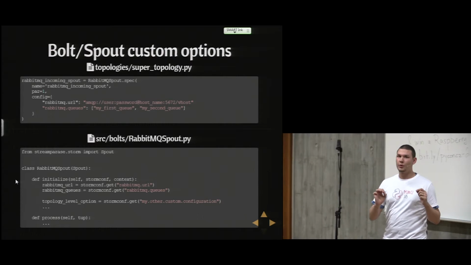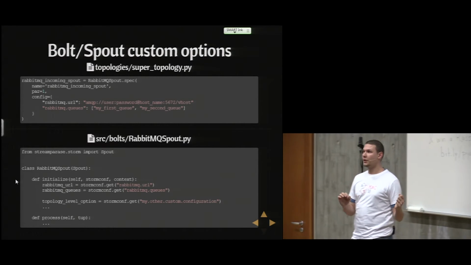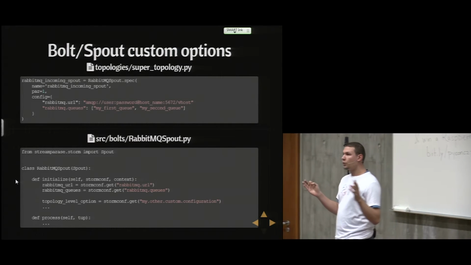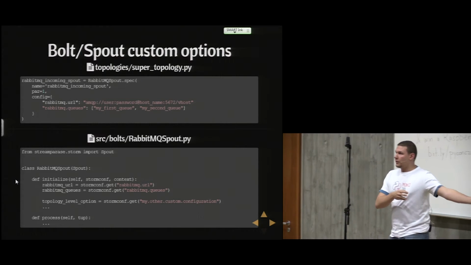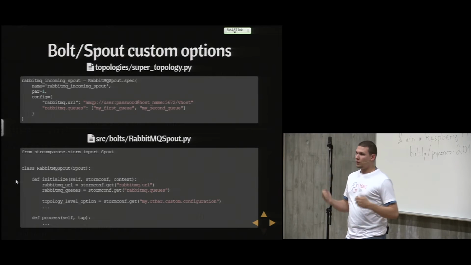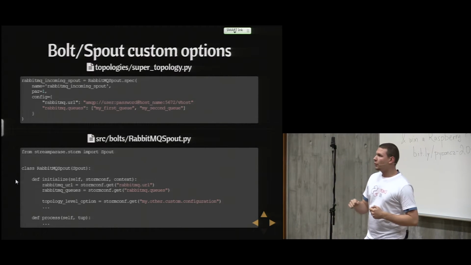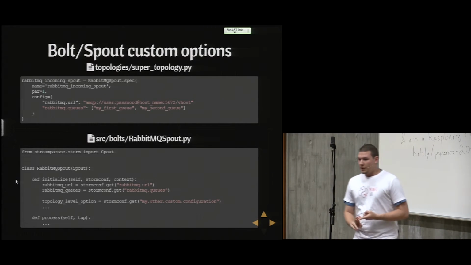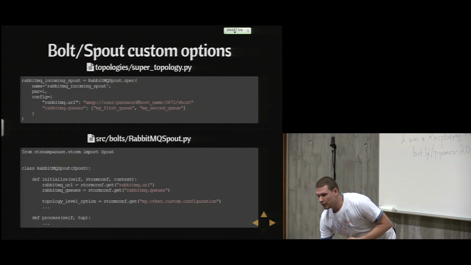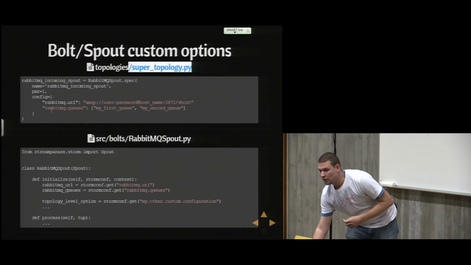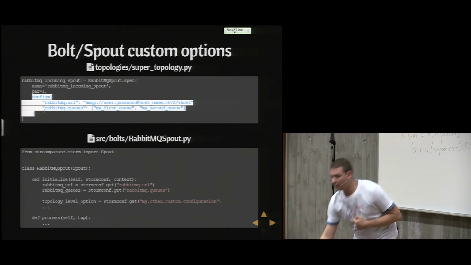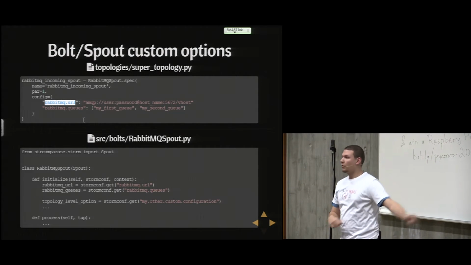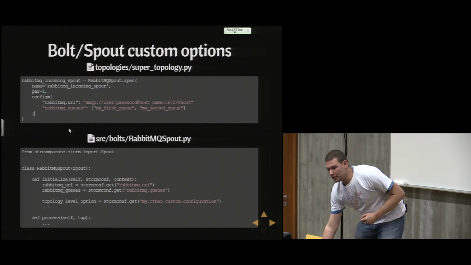Also, sometimes you want a custom bolt or spout configuration. So for example, we have a RabbitMQ spout, which connects to RabbitMQ, connects to some queue and reads the data from the queue. And to be reusable, we need to define the RabbitMQ URL and from which queue it should read. So in topology.py, in the topology definition, there's a config variable, and you just send a dictionary there. So you say the RabbitMQ URL is this, the queues are this.